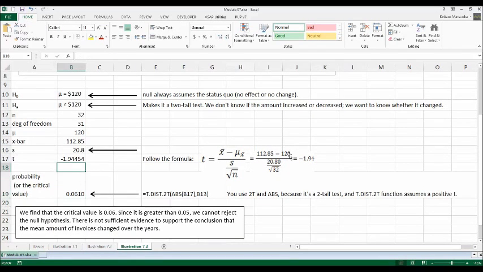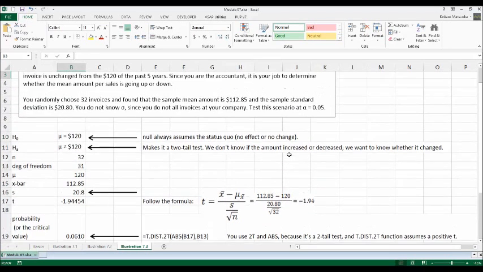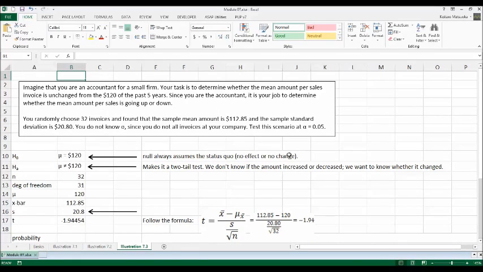Again, you calculate the p-value, and the p-value is 0.06. Since it's greater than 0.05, we cannot reject the null hypothesis. That means there's not sufficient evidence to support the conclusion that the mean amount of invoice has changed over the years. So it looks like the mean amount of invoice over the last few years remained at $120. So that's how you conclude this kind of problem. So now you know how to do hypothesis testing for proportions, means, and using the t-distribution.